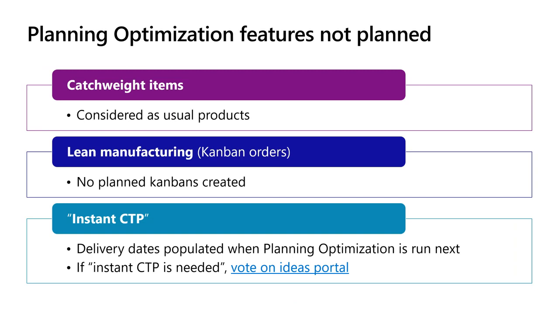However, we know that for certain scenarios, like when the seller is on the phone and needs to give a date to a customer right away, this periodic CTP is not going to be sufficient. So for that case, or if you have other requirements that need instant CTP, there is an idea on the ideas portal that we would encourage you to vote for, and we'll have Tim put that link in the chat.